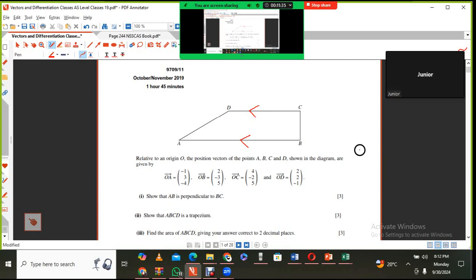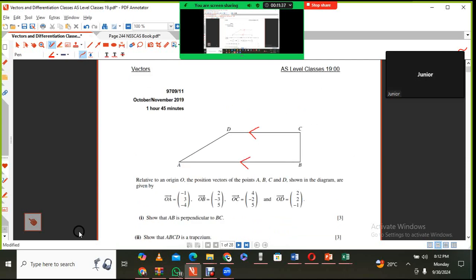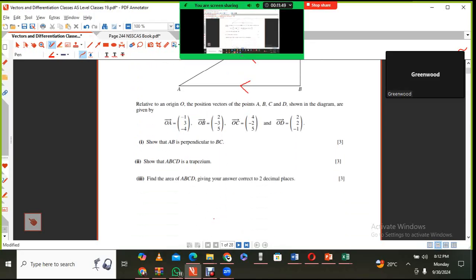Difficulty, but we'll see. So we'll start with the first one. Relative to the origin, it is very important why you have the things as OA plus OB plus OC and OD, the fact that you are given vectors like this. This is what you should know.